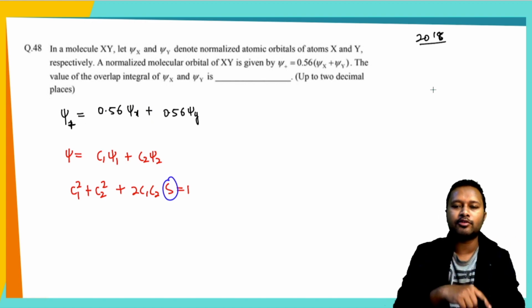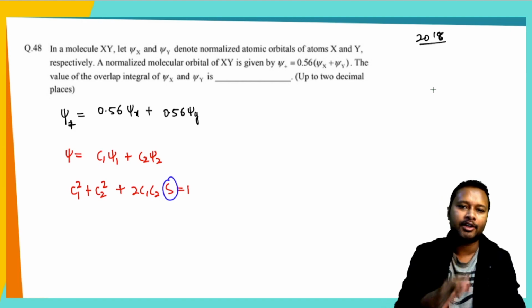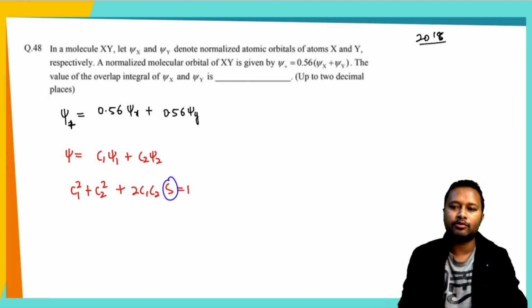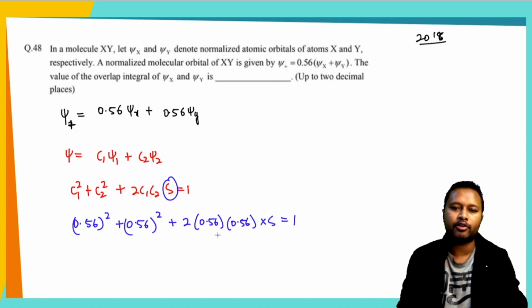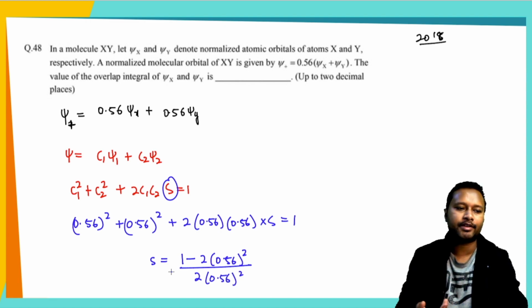Now here your c1 is 0.56, and c2 is also 0.56. You just need to solve it. All right, so just use the calculator to do it. According to that, you will have 0.56 square plus 0.56 square plus 2 times 0.56 multiplied by 0.56 into S, and that should be equal to 1. So by that you can simply calculate it. Your value of S should be equal to 1 minus 2 times 0.56 square, divided by 2 times 0.56 square. Okay, that's how you can simply calculate it.